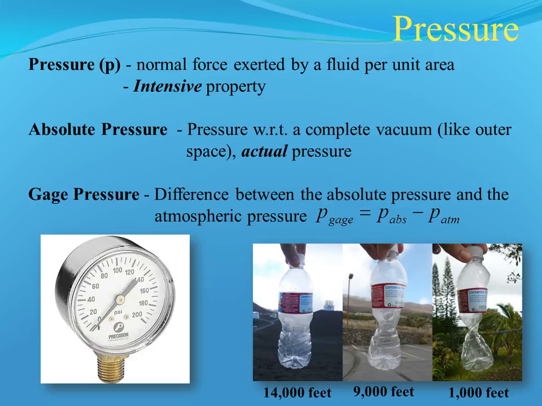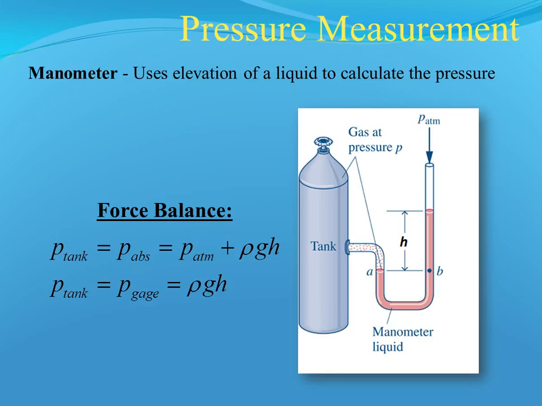So pressure does vary depending on your altitude, and there's other things. For instance, if a storm is coming, you might have an area of low pressure or something like that. But in this class, we won't deal with pressure variations. We just assume that the atmospheric pressure is 14.7 psi, or 101,325 Pascal.